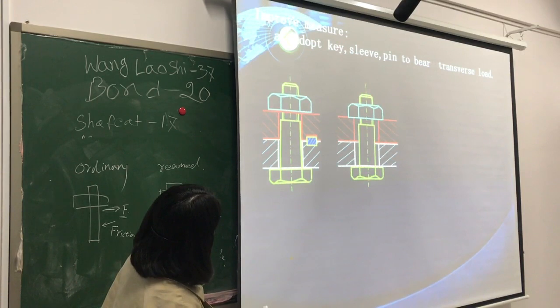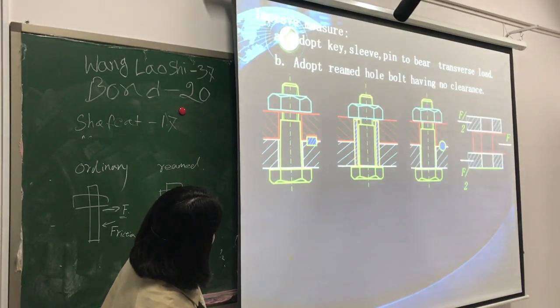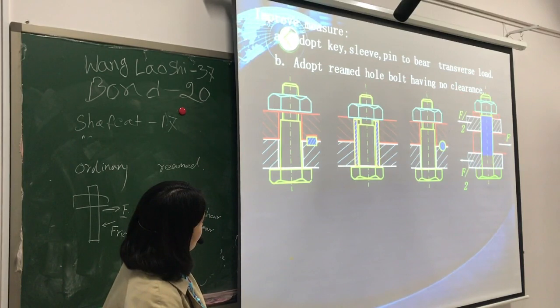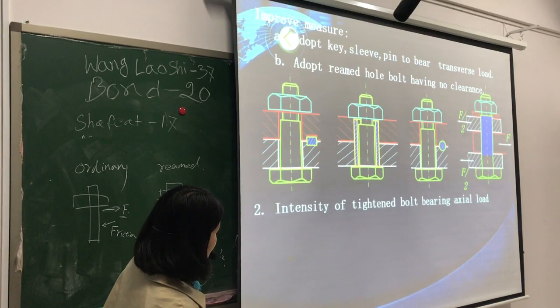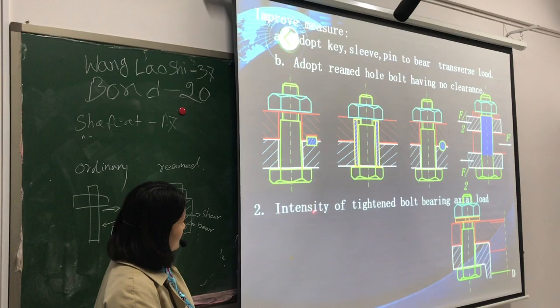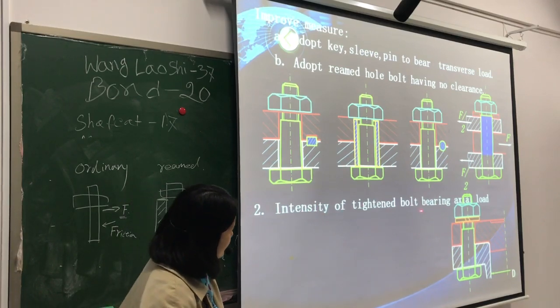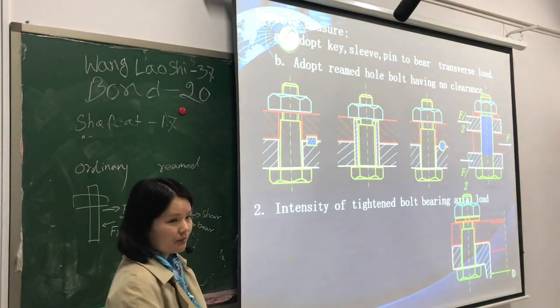We can use key, sleeve, or pin to bear the transverse load, or we can use reamed hole bolt and then have no clearance. This is for the transverse load. And under this condition, the strength of tightened bolt bearing axial load of ordinary bolt.